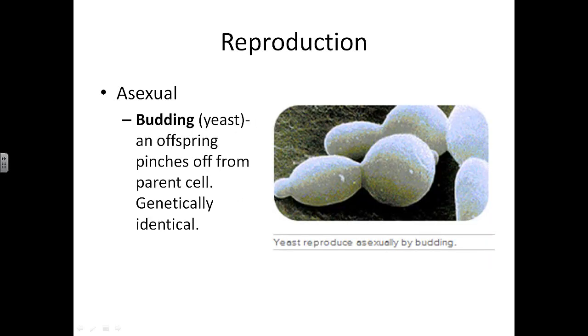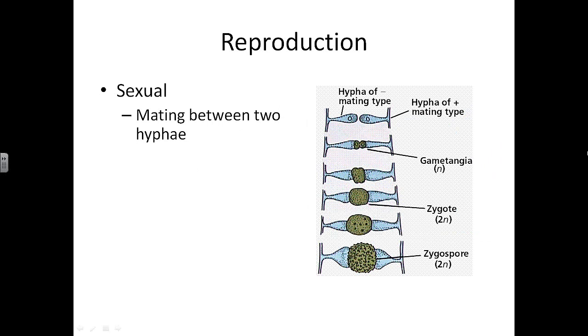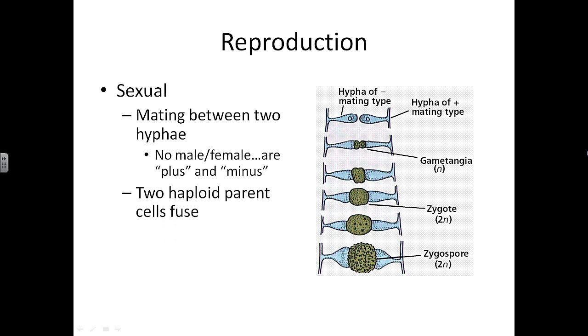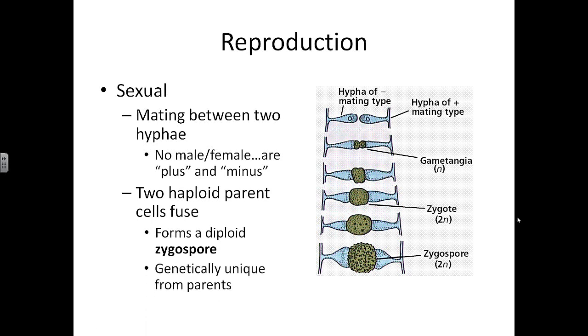Another method is budding, which yeasts do. A little piece pinches off and it forms a genetically identical clone to the parent. Sexual reproduction occurs between hyphae. And instead of male and female, there's a plus hypha and a minus hypha, and they combine together their genetic information, and you end up with what's called a zygospore, and then that becomes the next fungus. This zygospore, because it's a combination of DNA, is unique.